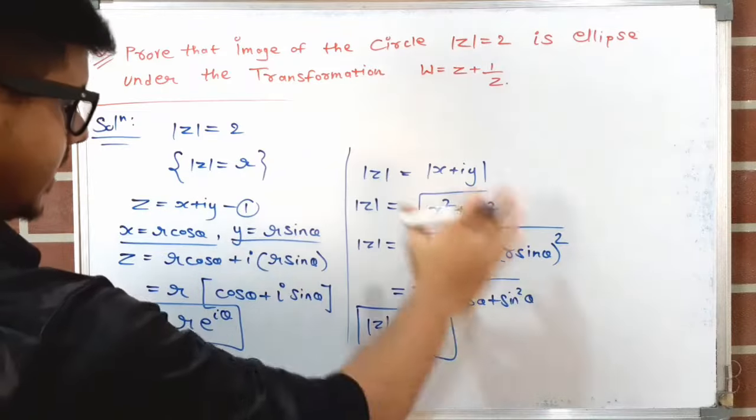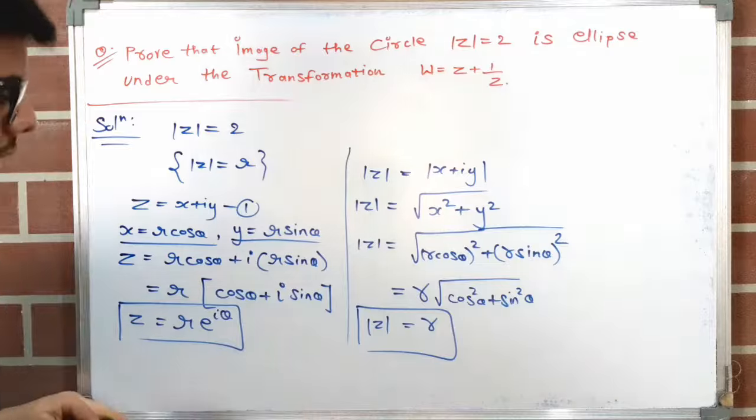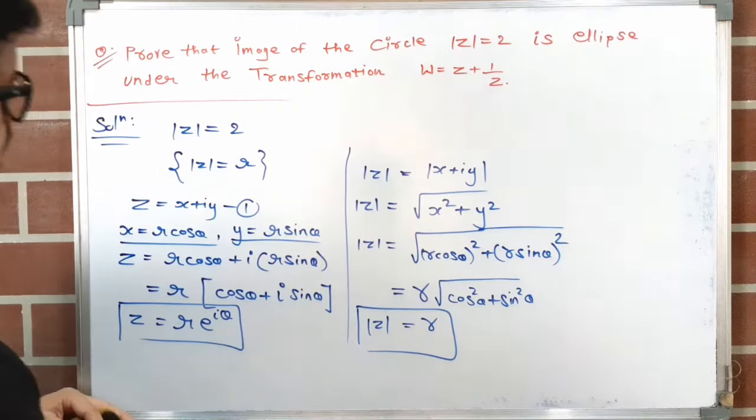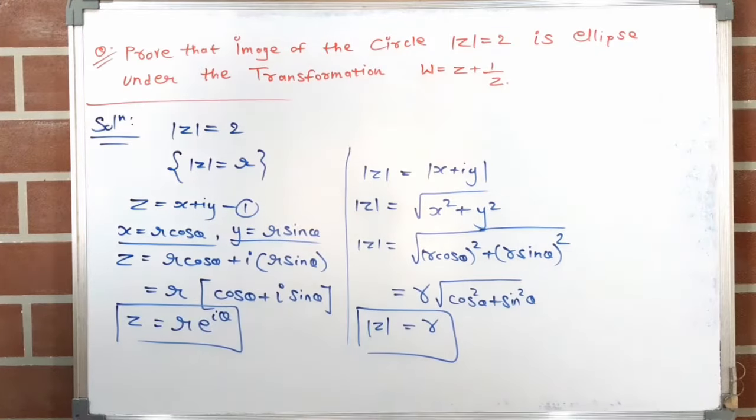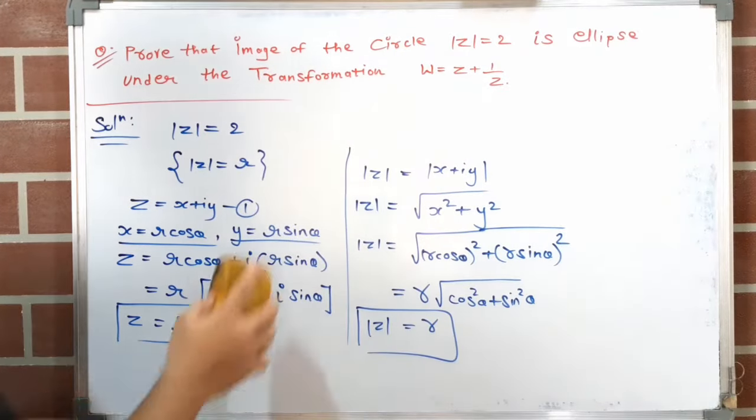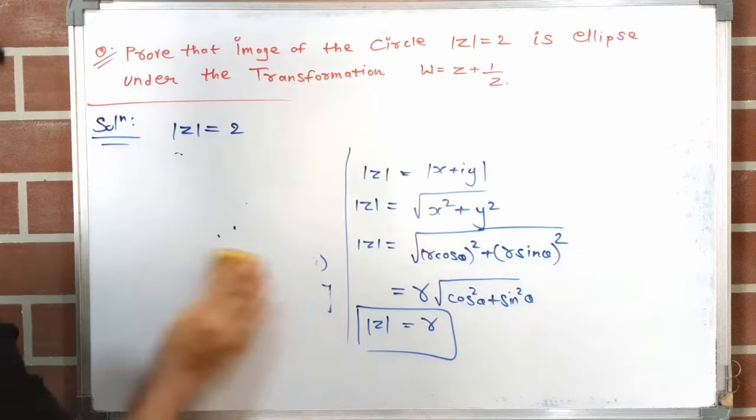You don't have to do this much in the question. I just derived this for your understanding. So here |z| = 2, that means r = 2, that means the radius of the circle is 2. So what is the center of this circle?